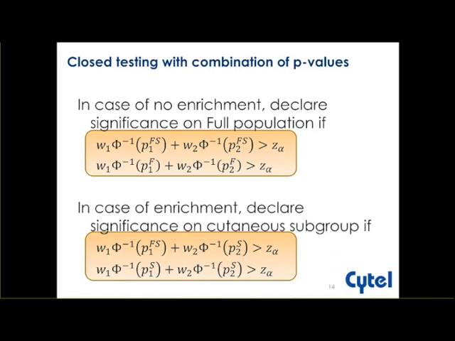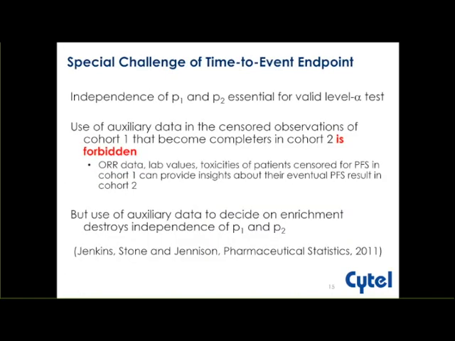With time-to-event endpoints, we also have some special challenges because in order for this methodology to work, you need to have independence between the p-values in the two stages, between P1 and P2. We cannot use auxiliary data in the sense of observations of cohort 1 that become completers in cohort 2, because using auxiliary data essentially destroys the independence of P1 and P2, and this has been demonstrated in the literature.